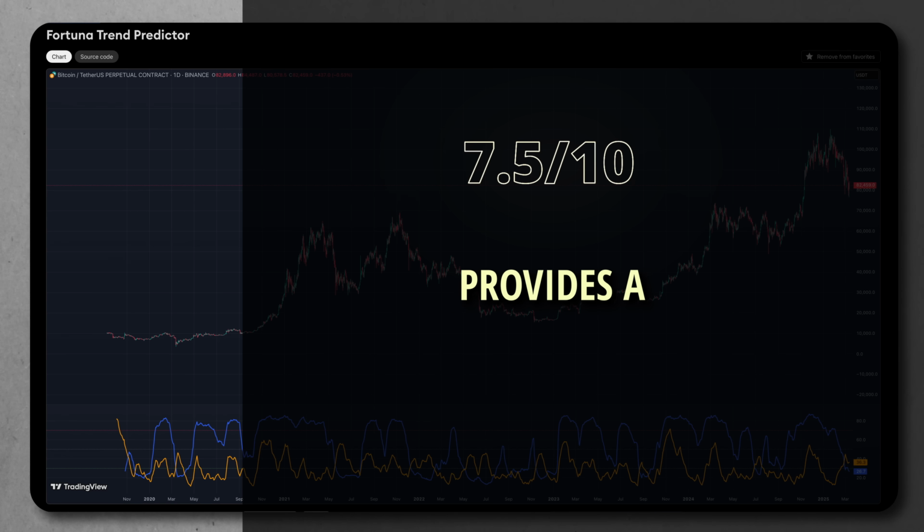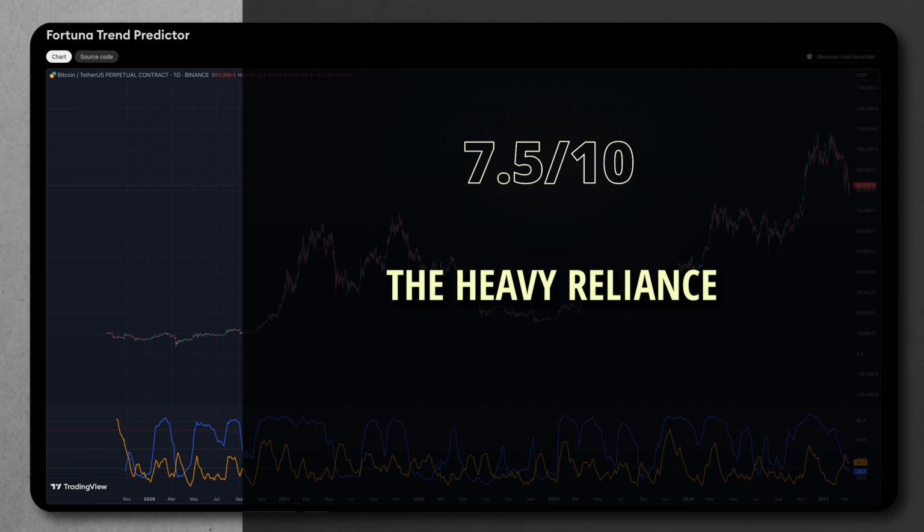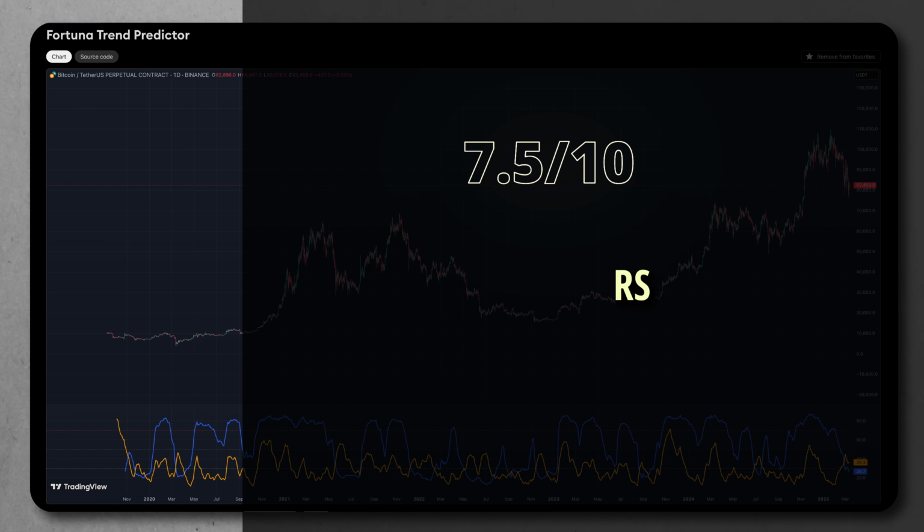The indicator provides a mathematically sound approach to trend probability assessment through EMA-ATR relationships. While the probability framework offers clear interpretation guidelines, the heavy reliance on moving average crossovers introduces inherent lag that may reduce effectiveness in rapidly changing market conditions.